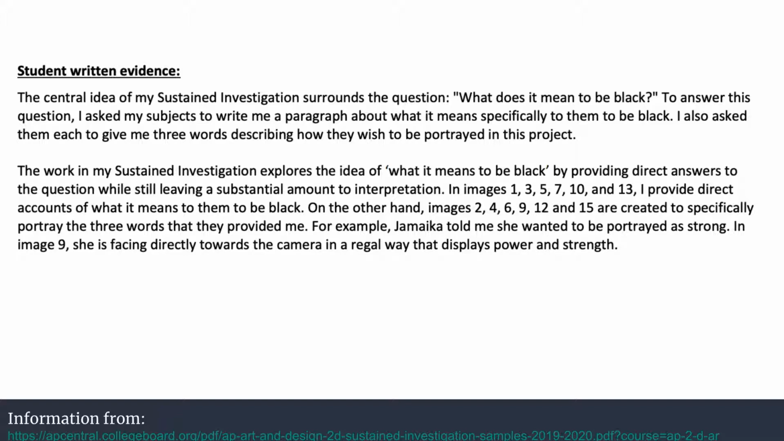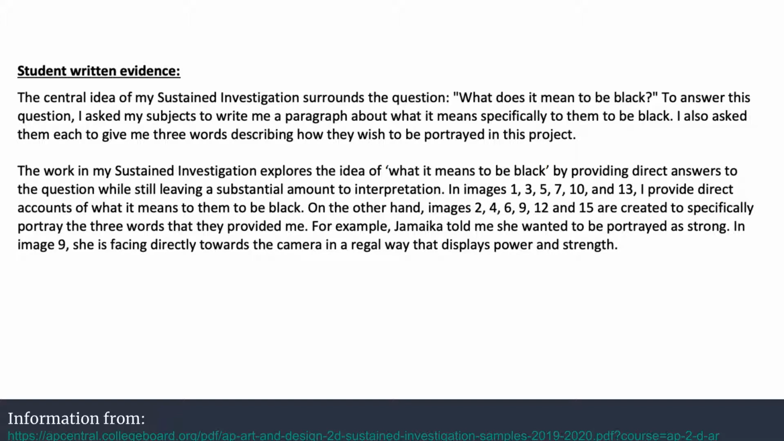The central idea of my sustained investigation surrounds the question, what does it mean to be Black? To answer this question, I asked my subjects to write me a paragraph about what it means specifically to them to be Black. I also asked them each to give me 3 words describing how they wish to be portrayed in this project.